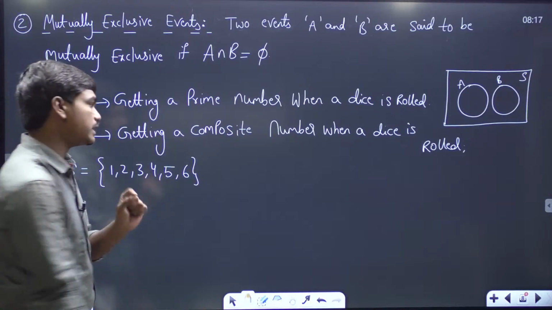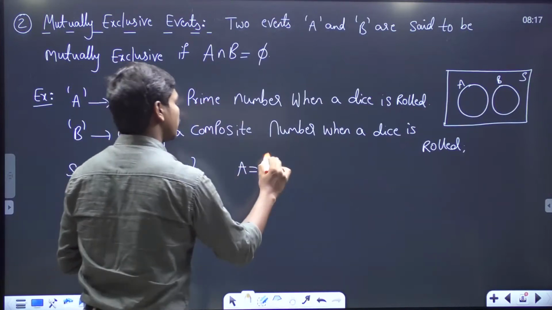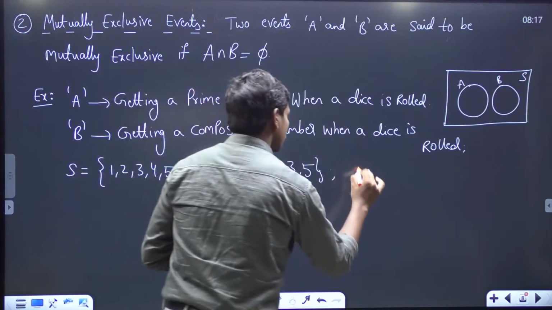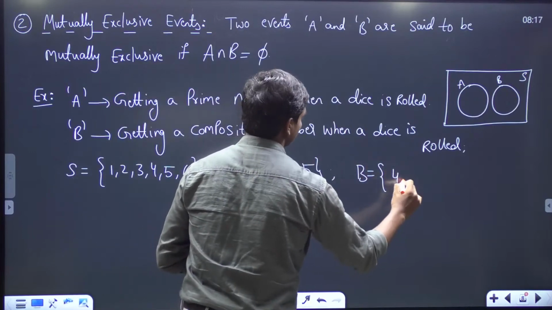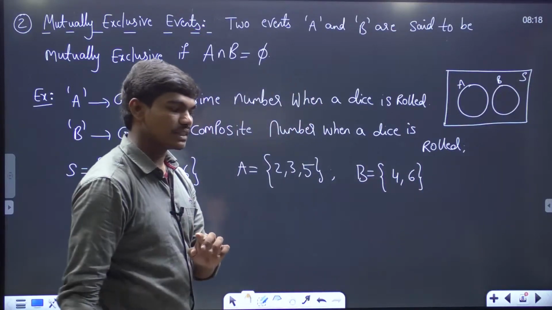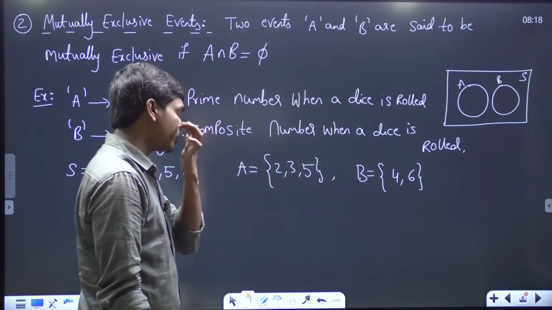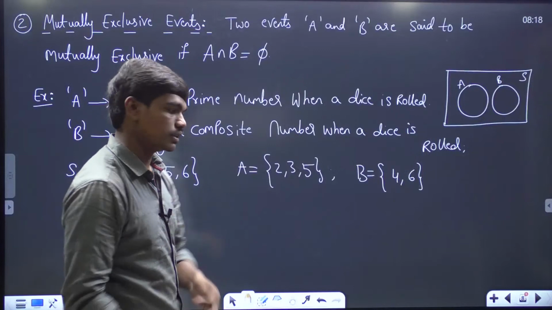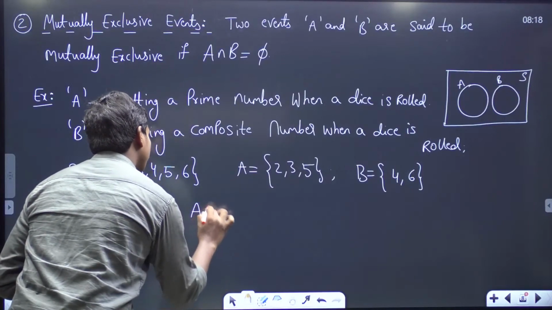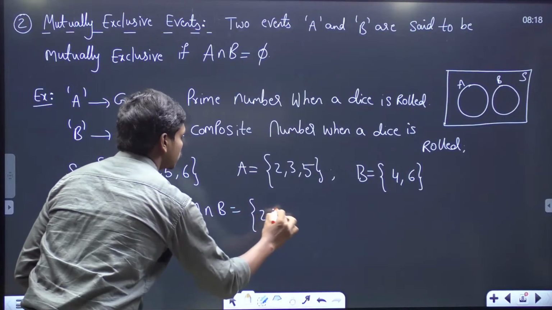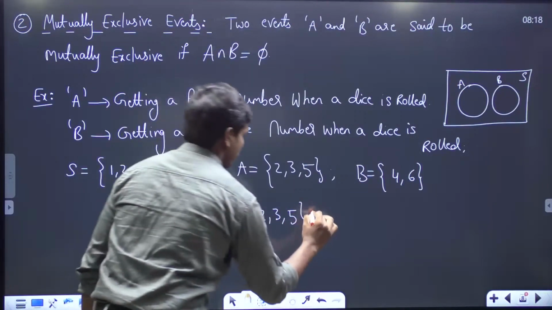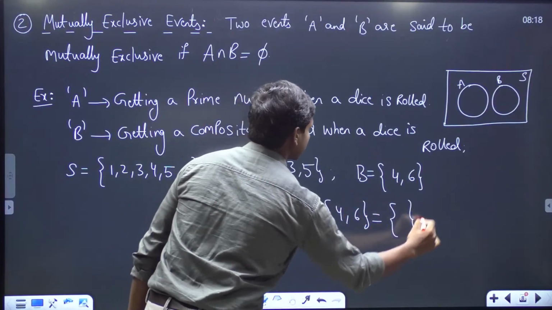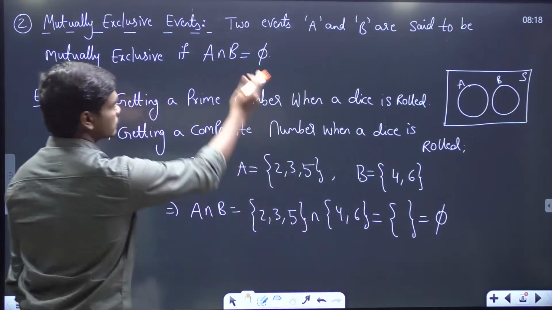Correct? Now if you write the elements in A that favor getting a prime number: 2, 3, 5. Next, B is 4 and 6. And 1 is neither prime nor composite. I'll differentiate prime, that's what I'm telling you now. So this is A: 2, 3, 5 and B: 4, 6. If you see A intersection B, looking for common elements in both sets, you can see clearly there is no common element. So this is an empty set, phi. So this satisfies this definition.